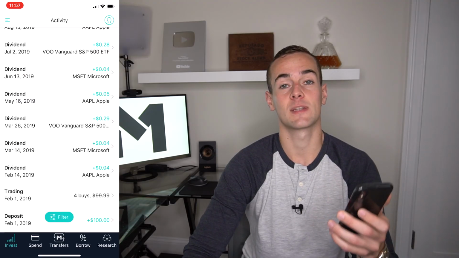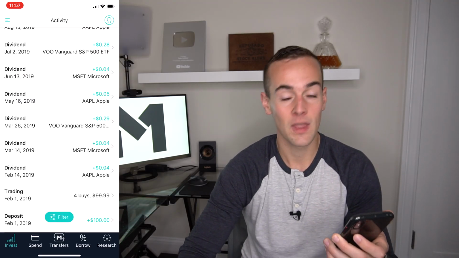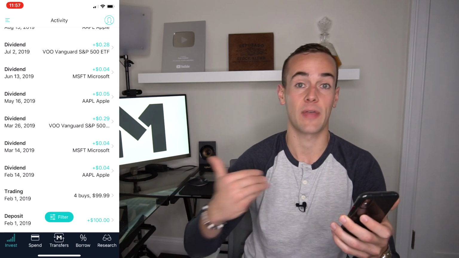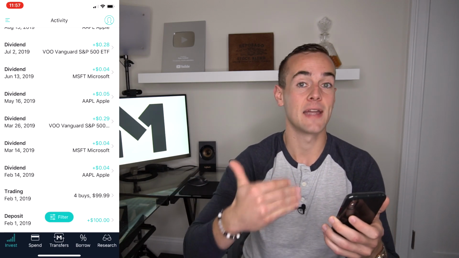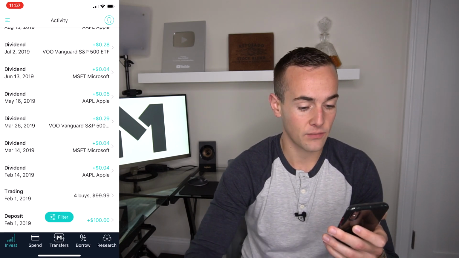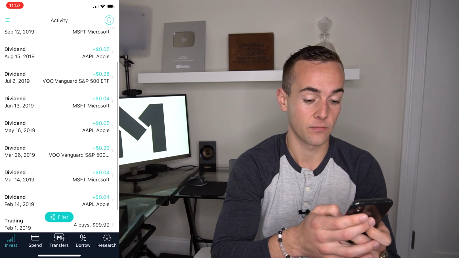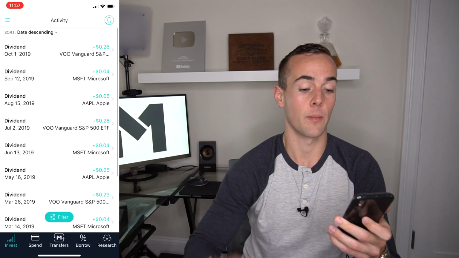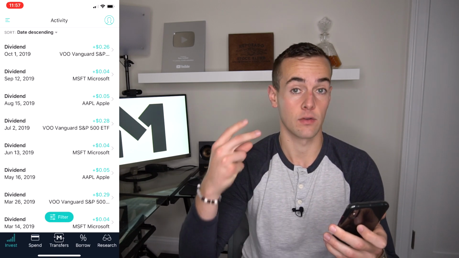Now this is a very small $100 portfolio, so obviously that is not a lot of money to be earning, but if I had $1,000 or $10,000 in here, that dividend would be more significant. I earned a dividend from Microsoft, a dividend from the Vanguard 500 fund, and I've been continuing to earn these quarterly dividends from Apple, Microsoft, and Vanguard.